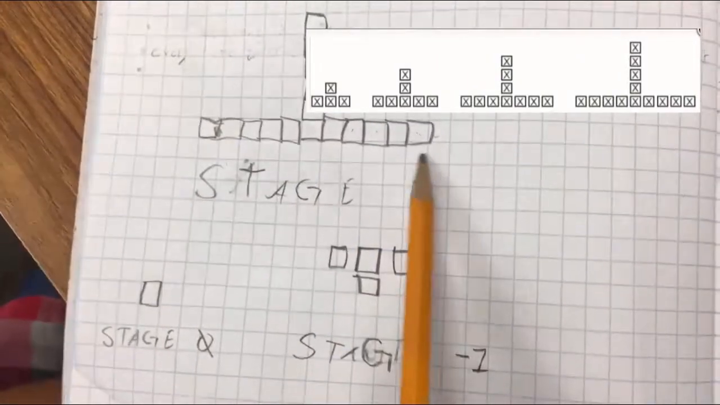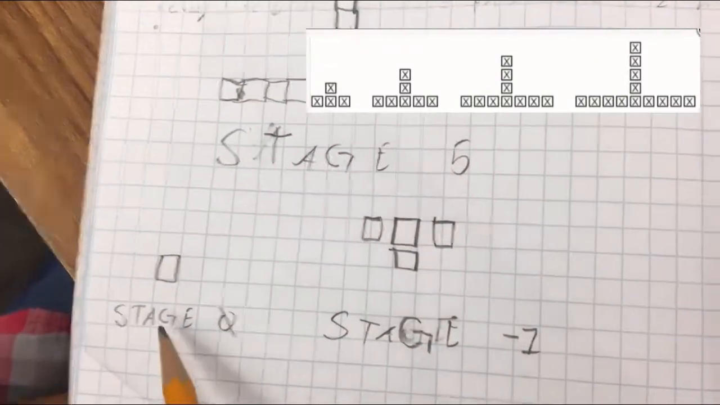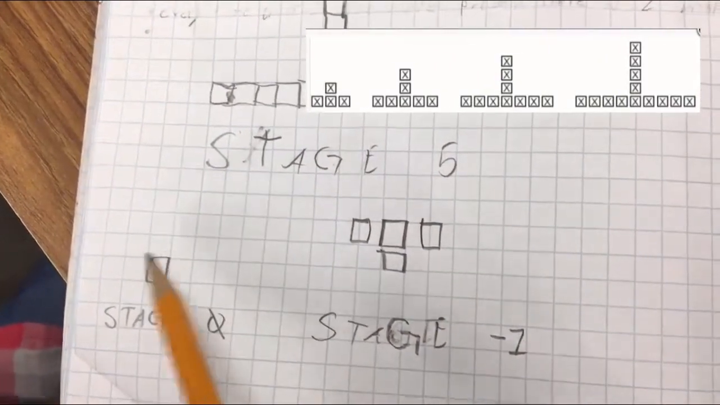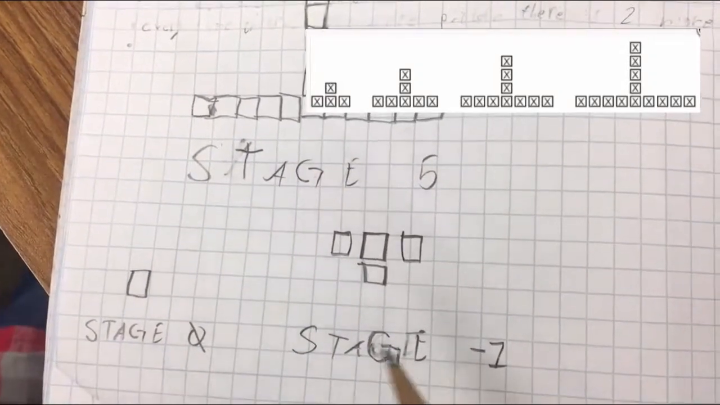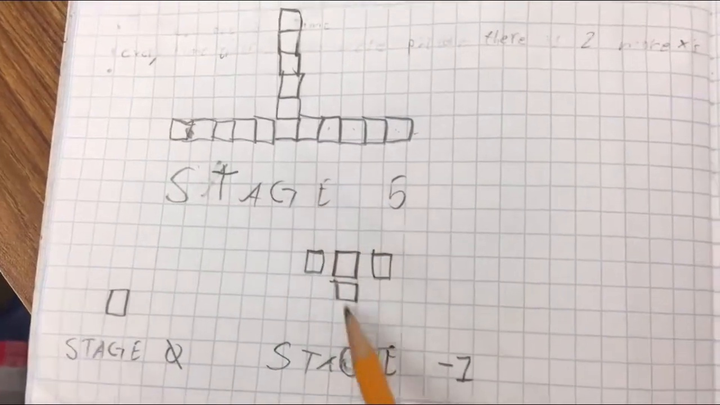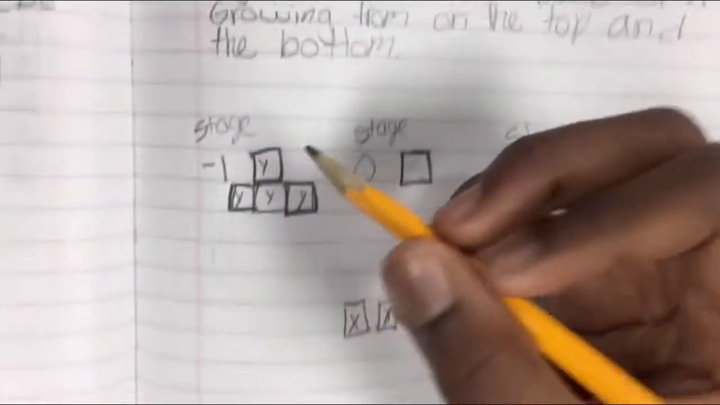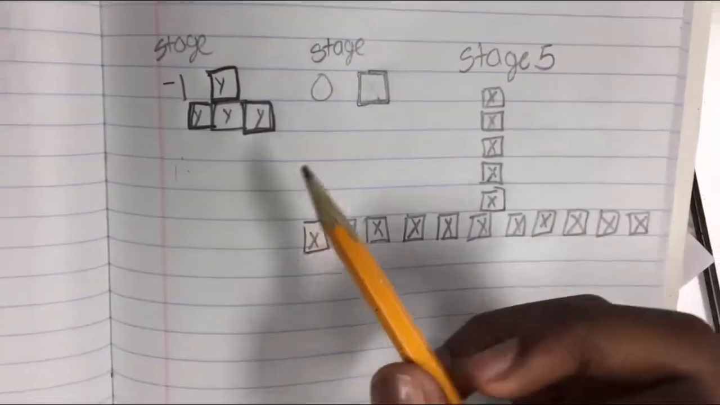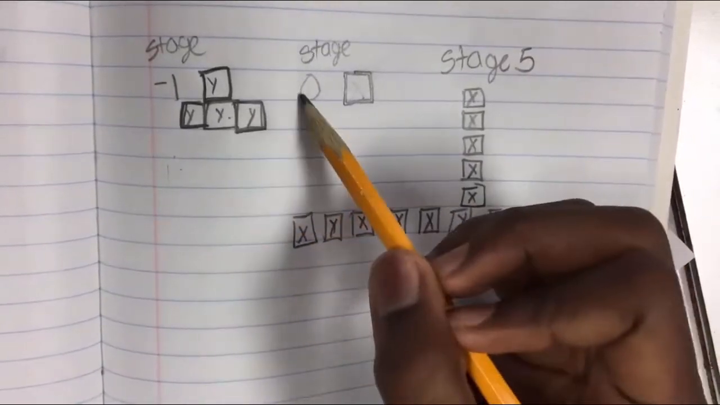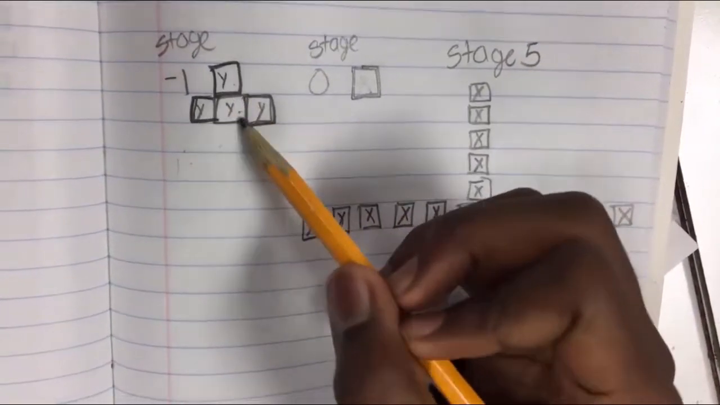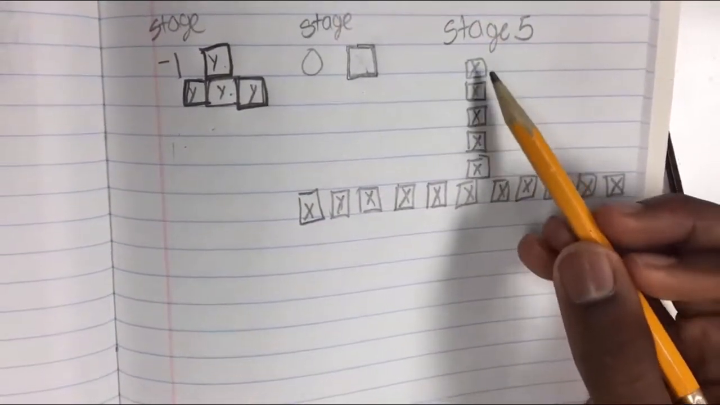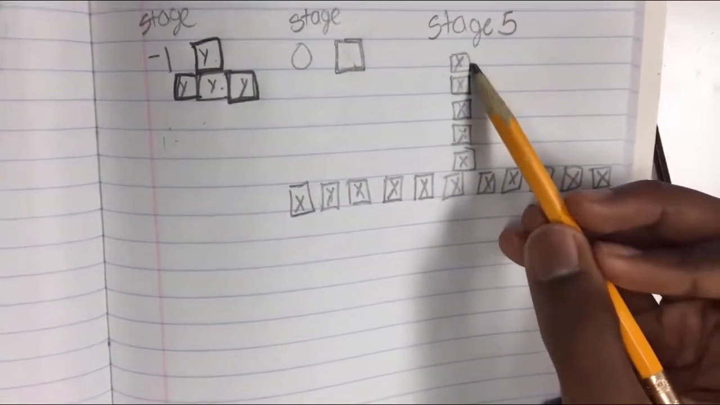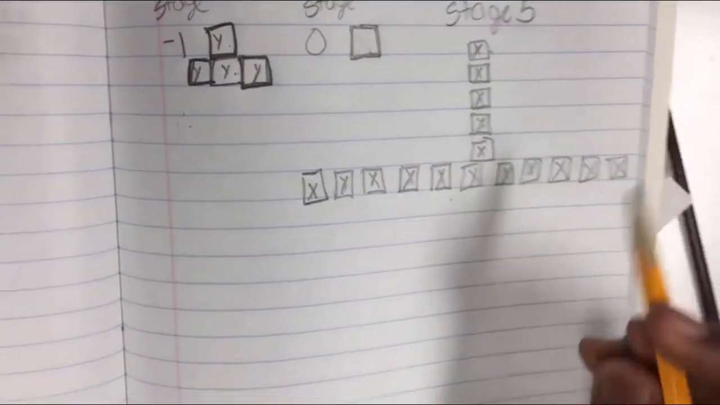So for stage 5, I just added 1 more to the top, 2 more to the sides, and then for stage 0, I had to subtract 1 from the top and from the sides. And stage -1, instead of going up, I went down. And yours? So for stage -1, I put the same thing as stage 1, but to represent negative, I put y in each box. And then for stage 5, I did what Joy did. I added 1 on the top and added 2 on the bottom.